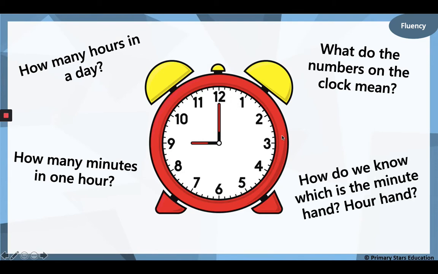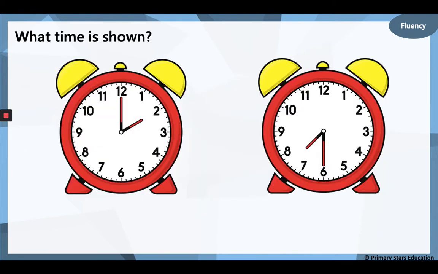And how do we know which is the minute hand and the hour hand? We know the minute hand is a long hand, it counts around the clock in fives, and the shorthand is the hour hand and it counts around the clock in ones. Okay, I'd like you to shout out the answer and hopefully you'll get it correct. So we're looking at telling the time to o'clock, half past, quarter to, and to the 5 minutes.